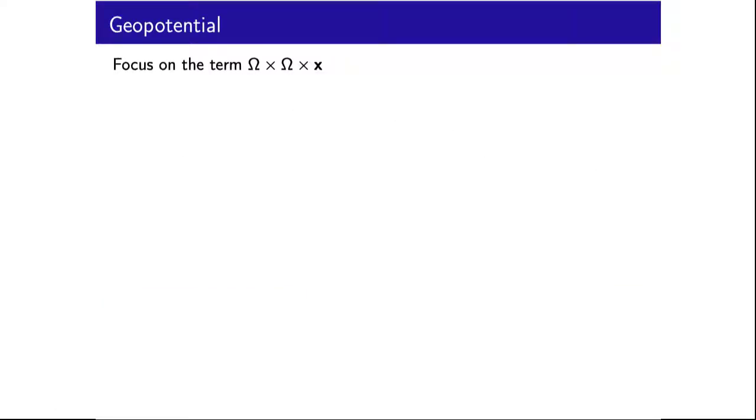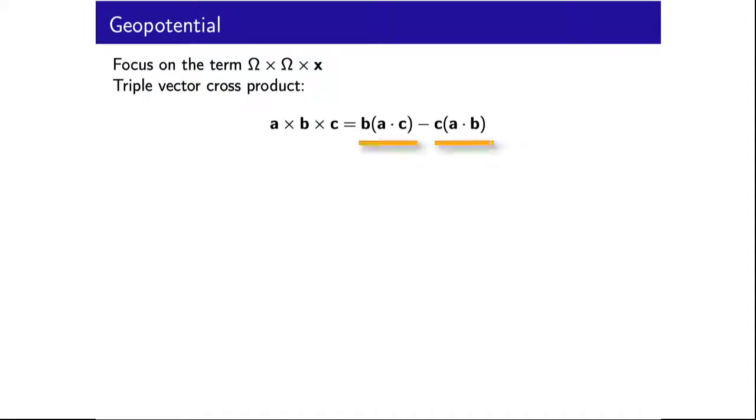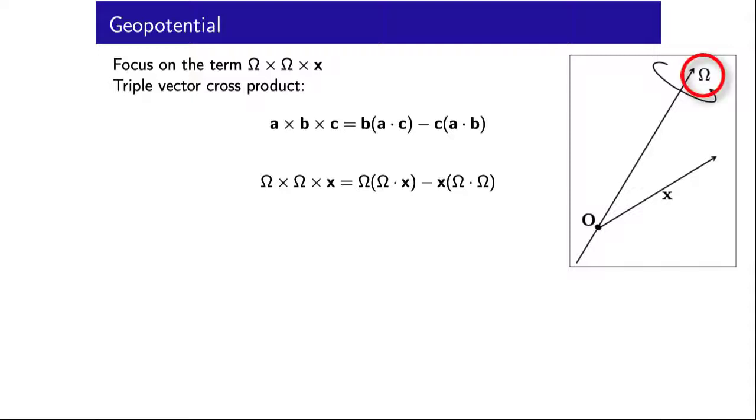From basic vector calculus, a triple vector cross product can be expanded like so, giving the difference of two dot products. For the centripetal term, this becomes omega outside of omega dot x minus x outside of omega dot omega, where omega describes the rotation of the reference frame and x is some vector.